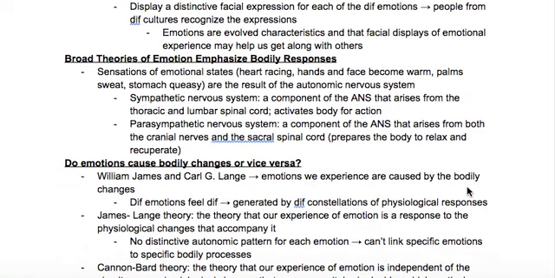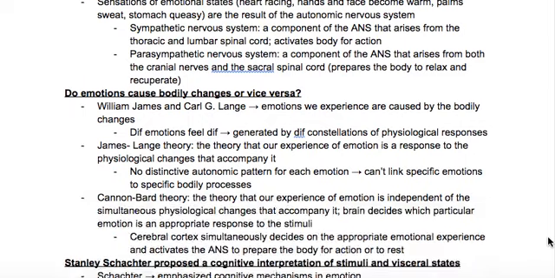Emotions are evolved characteristics, and facial displays of emotional experience may help us get along with others. The next section discusses broad theories of emotion that emphasize bodily responses. Sensations of emotional states, including heart racing, hands and face becoming warm, palms sweating, and stomach queasiness, are the result of the autonomic nervous system. The two divisions of the autonomic nervous system are the sympathetic, which activates our body for action, and the parasympathetic, which prepares the body to relax and recuperate.